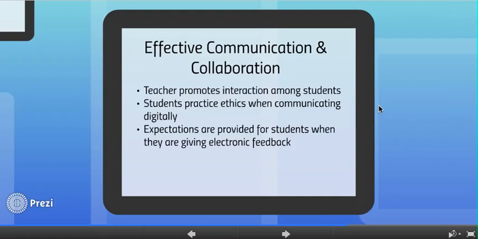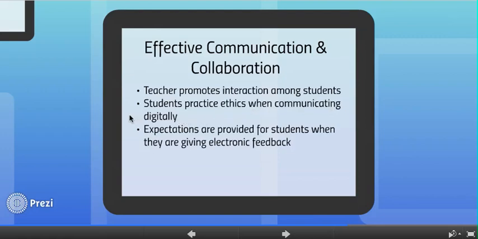Effective communication and collaboration can certainly be supported within the classroom. I think the teacher can really set the tone and promote interaction among students. I think practice in actual collaboration with students they might not necessarily be friends with is really going to get them attuned to working with people online who they might not know, and just feeding that comfort of being able to talk to one another and feed off one another's ideas.